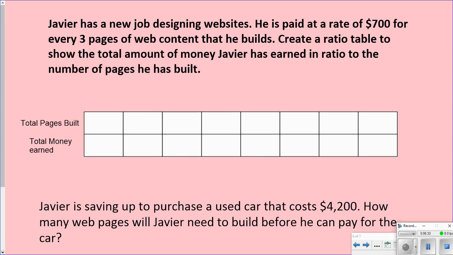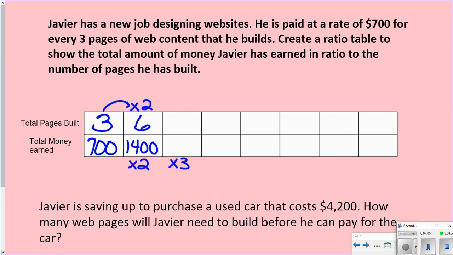Next question. Javier has a new job designing websites. He is paid at a rate of $700 for every 3 pages of web content that he builds. Create a ratio table to show the total amount of money Javier has earned in ratio to the number of pages he has built. So when he builds 3 pages, he earns $700. We're going to multiply both the 3 and the 700 by 2. So 3 times 2 is 6. 700 times 2 is 1,400.